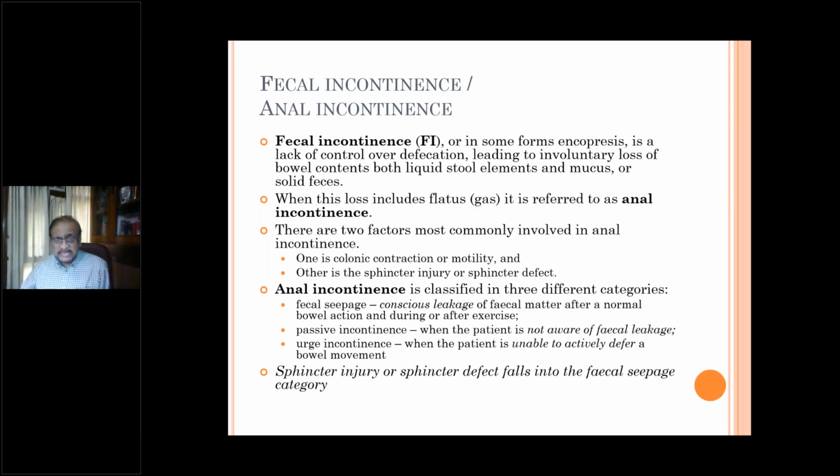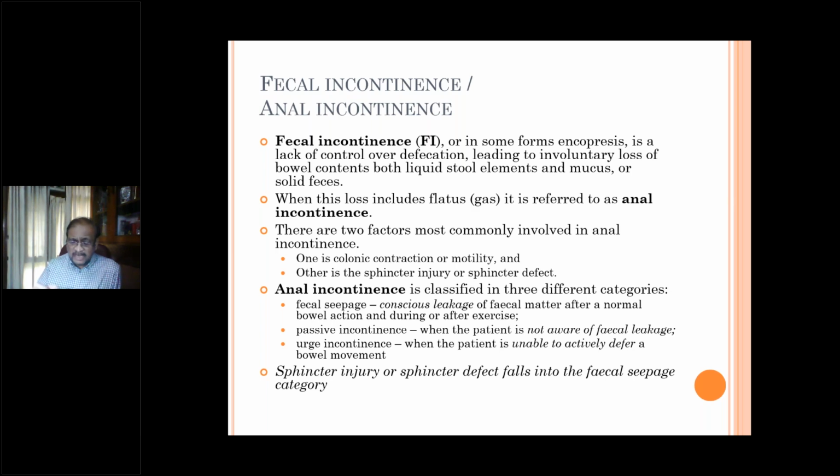So this anal incontinence has been classified into 3 different categories. Number 1, fecal seepage. What is fecal seepage? You have gone and defecated, and subsequently you consciously feel that fecal matter is leaking during or after exercise, or any violent expulsive event of the abdomen. Then passive incontinence, when the patient is not aware. In the evening, he removes his undergarments and finds there's fecal soiling over it. He never knew about it. That's passive incontinence. And then urge incontinence.